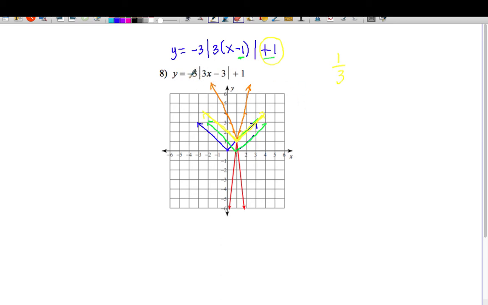And then this negative 3 will result in a reflection to the other side. But before we reflect, let's perform the vertical stretch. So we are going to triple whatever is the value of y. So 1, 2, 3.